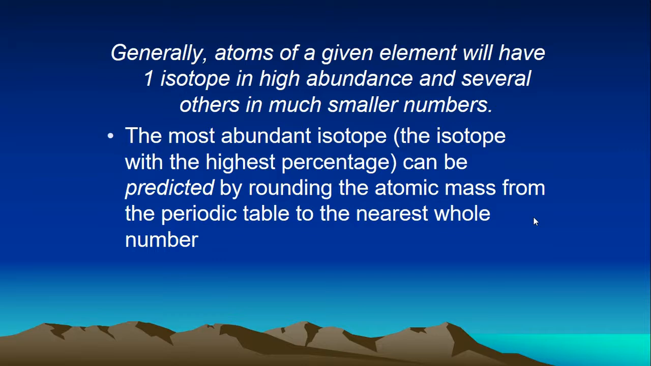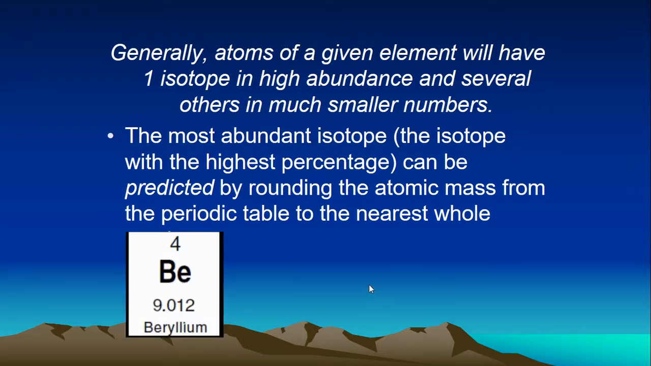Okay? So generally, atoms of a given element will have one isotope that's in higher abundance, has a higher percentage than the other ones. The most abundant isotope is going to contribute more to the weight of your atom, your weighted average that's on your periodic table, the atomic mass. So you can predict its mass number from the periodic table, but only for the most abundant isotope.